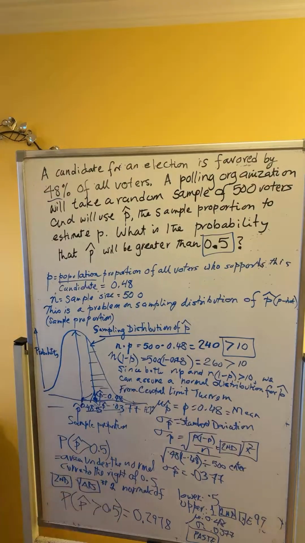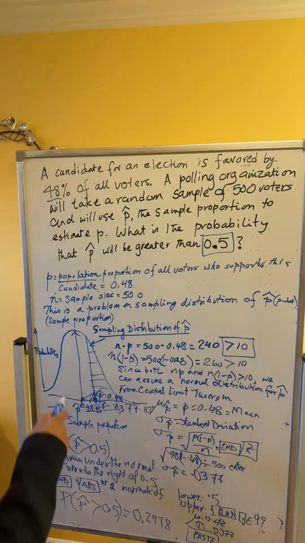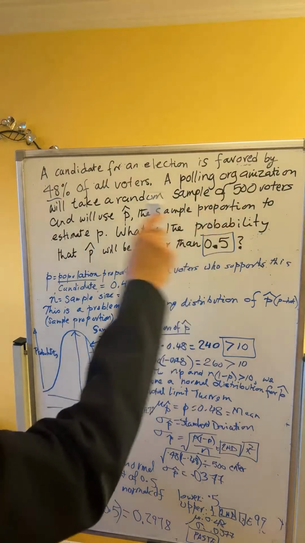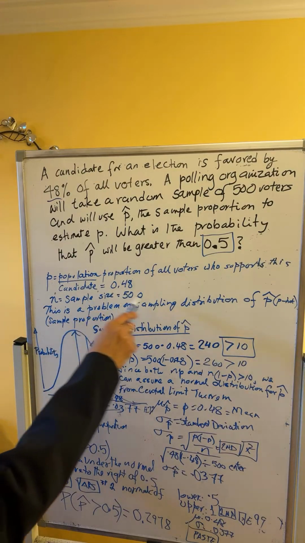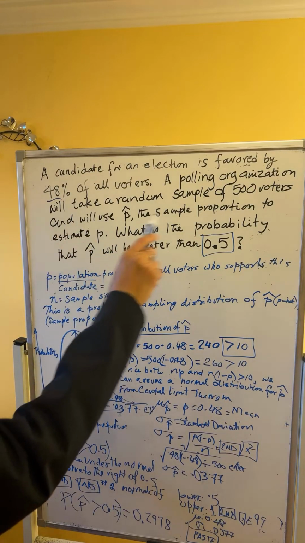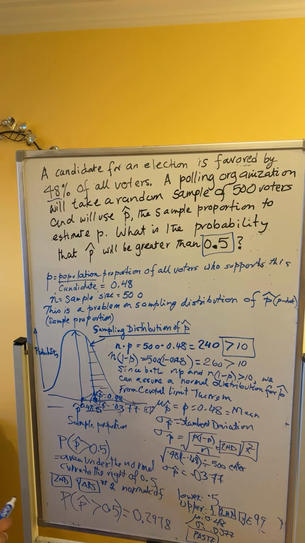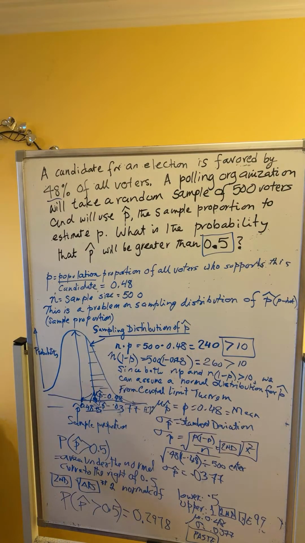So let me recap what I did. A candidate for an election is favored by 48% of all voters. So P, the population proportion of all voters who support the candidate, is given as 0.48. A polling organization will take a random sample of 500 voters. So n, the sample size, is 500, and will use P hat, the sample proportion, to estimate P. The first thing we should realize, this is a problem on sampling distribution of P hat.